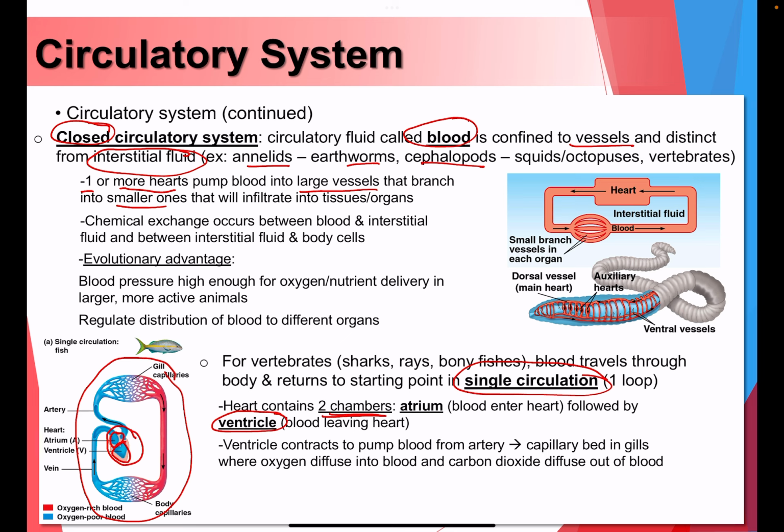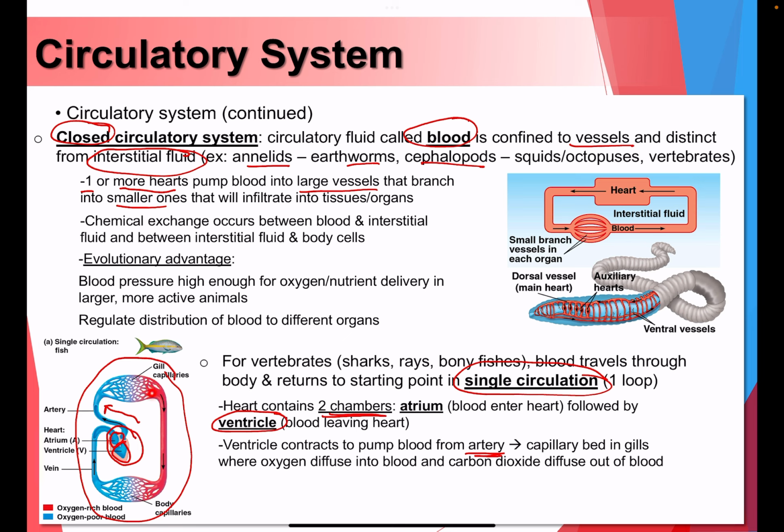The ventricle will contract to pump blood into the artery. This is actually the artery right there going up. So blood will leave from the ventricle into the artery when the ventricle muscle pumps. When this pumps, blood goes into this artery, which then goes into the capillary bed that infiltrates into the gills of the fish. Because remember, fish have gills, not lungs.